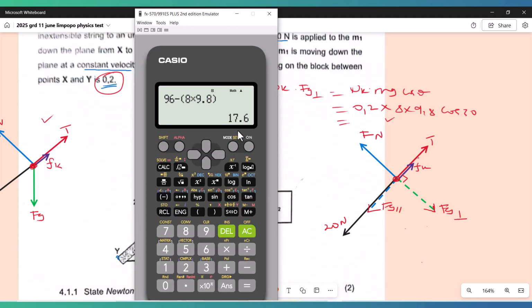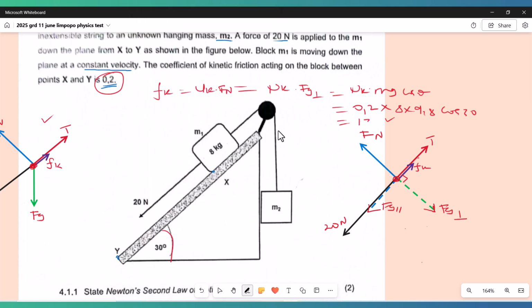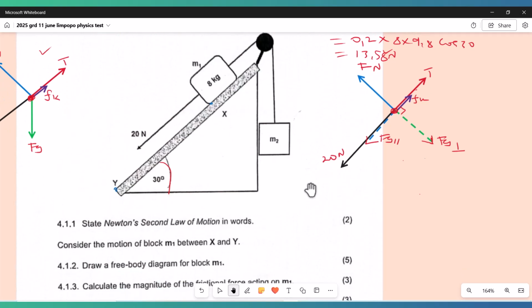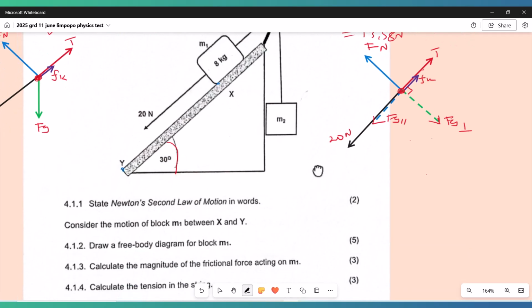So let's calculate and check what we get here. We have the coefficient 0,2 times 8, times 9,8, then times cos of 30. Which answer do we get here? As you can see, it is 13,58. Now that's the frictional force, okay? It is 13,58. All right. Now next, what must we do here?